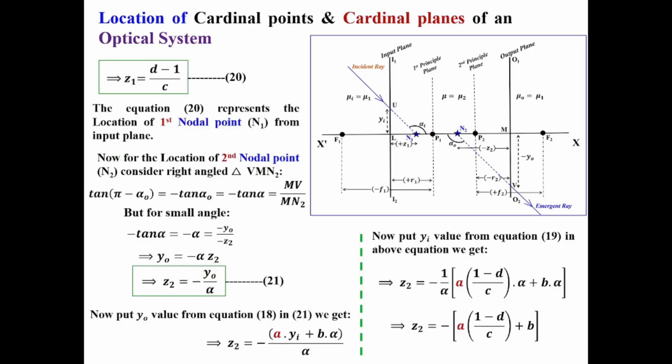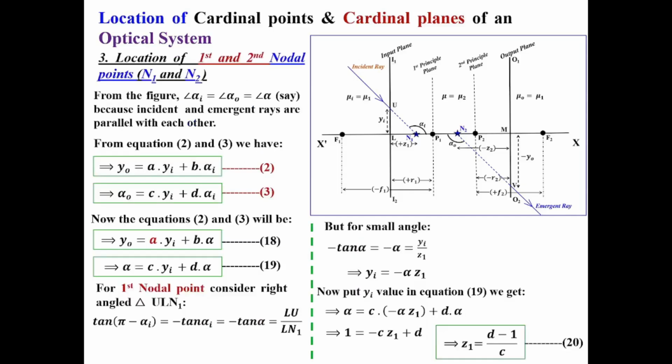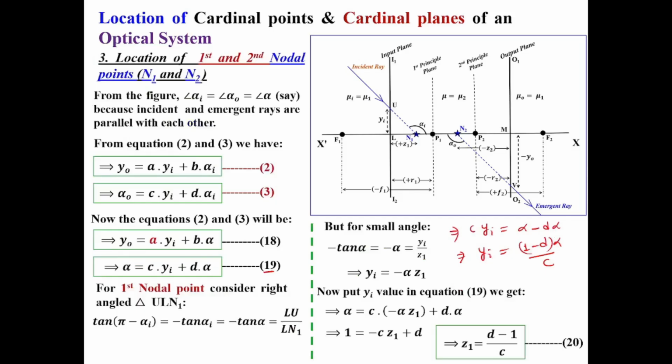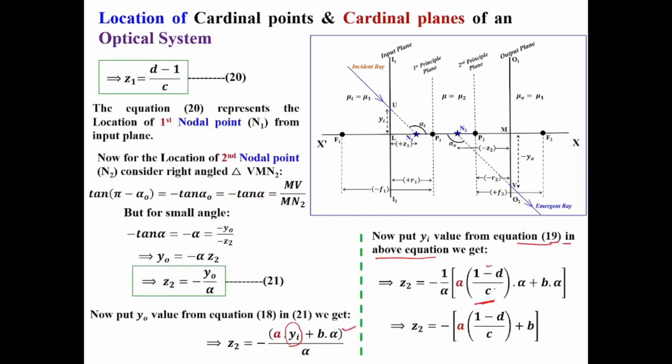Now put yi value from equation number 19 in above equation. Above equation means this one. From equation number 19. Where is your equation number 19? This one is your equation number 19. So here alpha equal to c yi plus d alpha. So that implies here c yi is equal to alpha minus d alpha, right? That implies yi is equal to 1 minus d into alpha by c. Same thing, it has been written over here, 1 minus d by c into alpha.